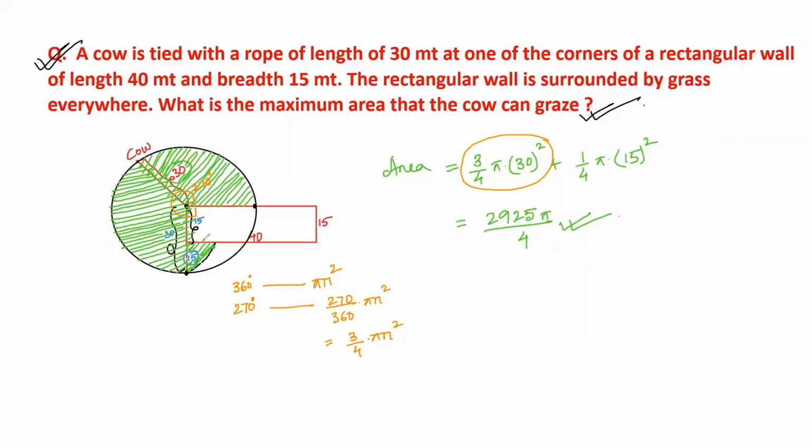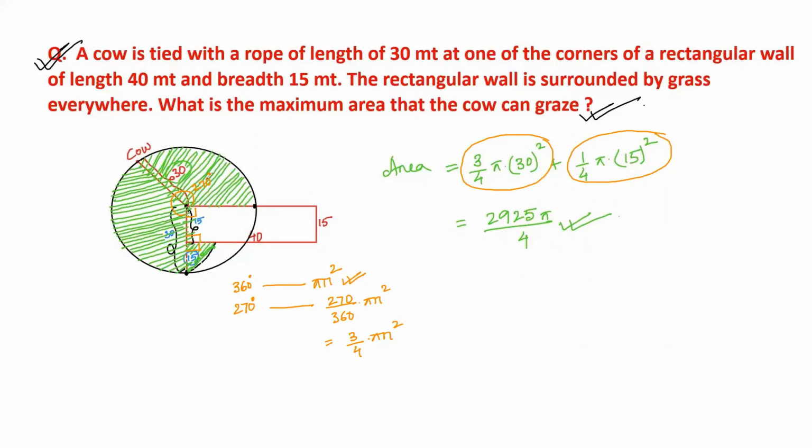In a similar way, if this angle is 90 degree, so this angle will also be 90 degree. And again, we know that 360 degree angle represents the complete area, which is pi r square. So 90 degree will represent 90 upon 360 into pi r square, which is 1/4 of the area of the circle. And here the radius is 15 meters. So the area of this portion comes out to be 1/4 into pi into 15 square.